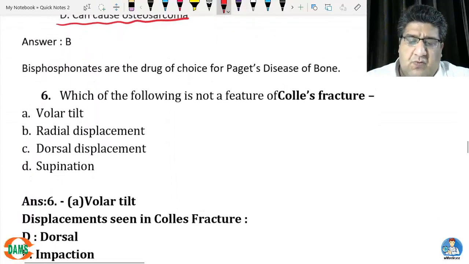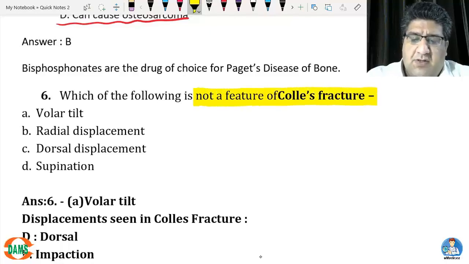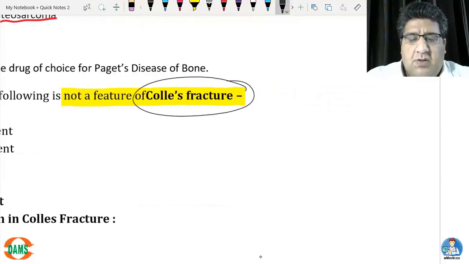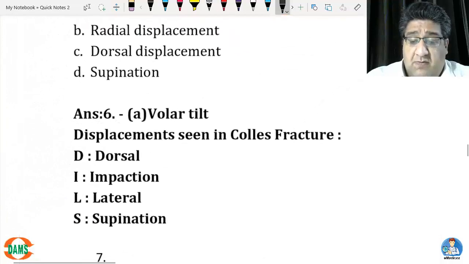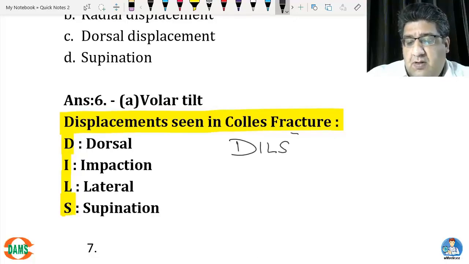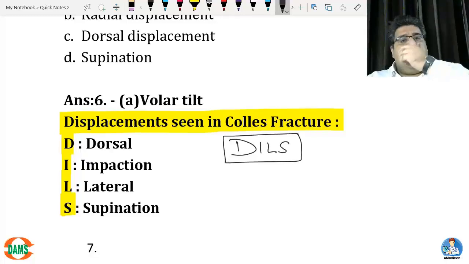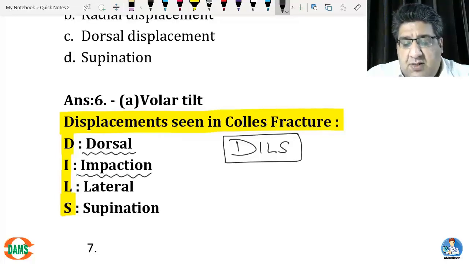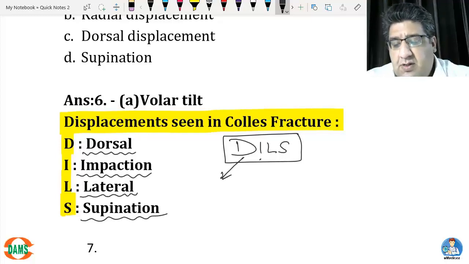Now question number 6. Which of the following is not a feature of Colles' fracture? Don't worry, I'll make it simple for you. When we talk about displacements in Colles' fracture, we have to just remember this mnemonic. The mnemonic is called DILS. Now, when I say DILS, what does that mean? That means dorsal tilt. That means impaction. That means lateral shift. That means supination. Alright, so this is dorsal tilt, impaction, lateral shift, supination.